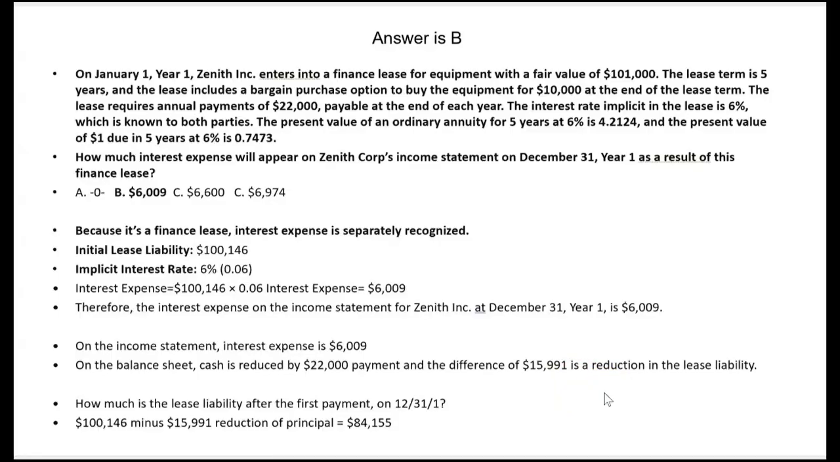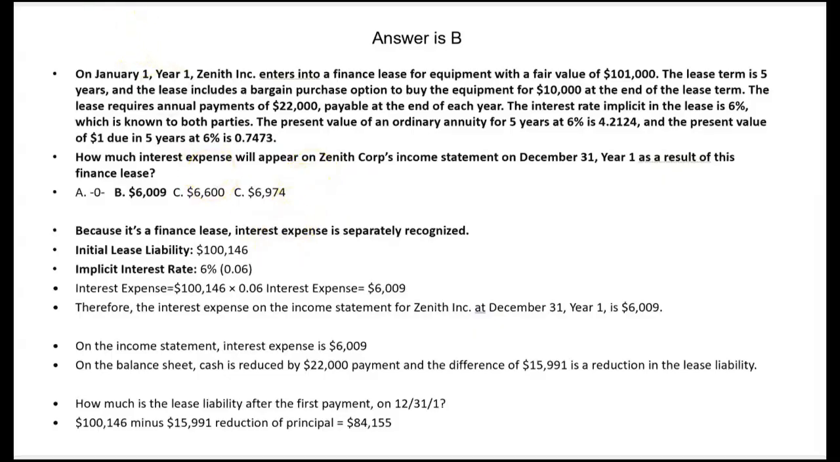And they could ask you on the exam, how much is the lease liability after the first payment? And the answer would be the initial lease liability minus the reduction of principal equals $84,155. And what do you think we're going to do with that $84,155? We're going to base year 2 interest expense on this $84,155. So if they asked us for interest expense year 2, it would be $84,155 times the 6%. But this question asks for interest expense for December 31st, year 1, and the answer is $6,009 based on the initial lease liability.